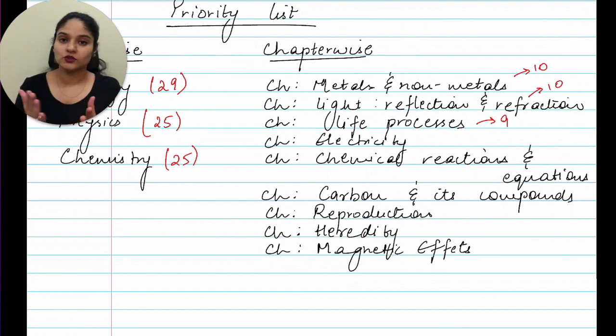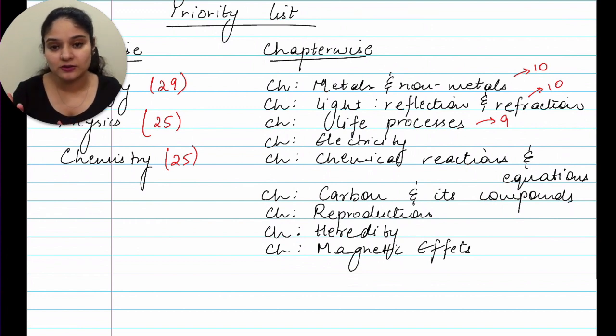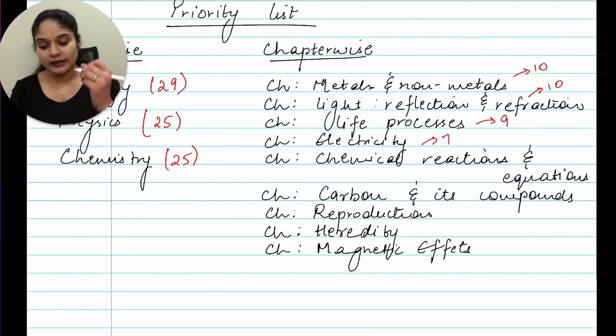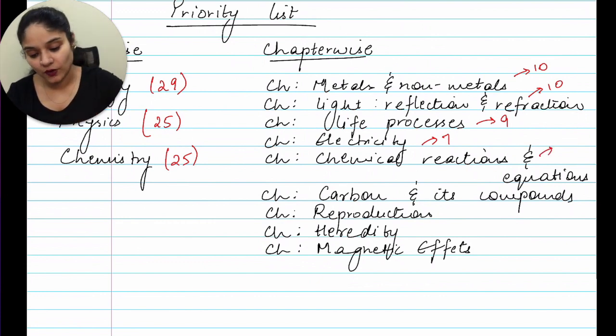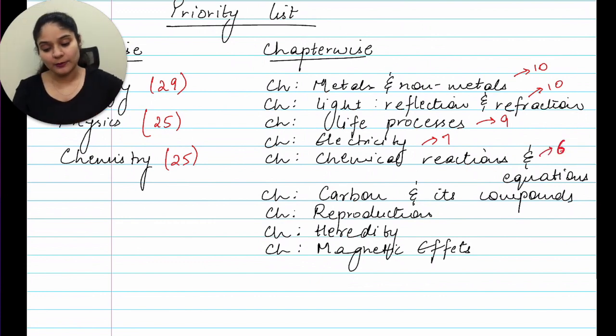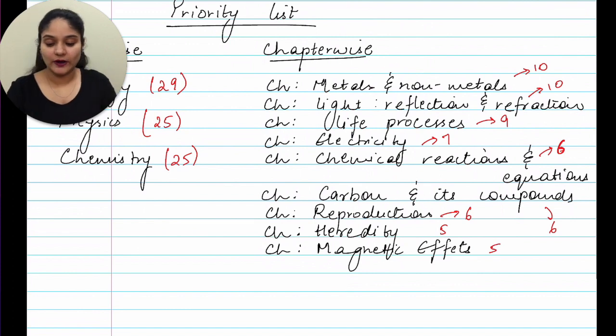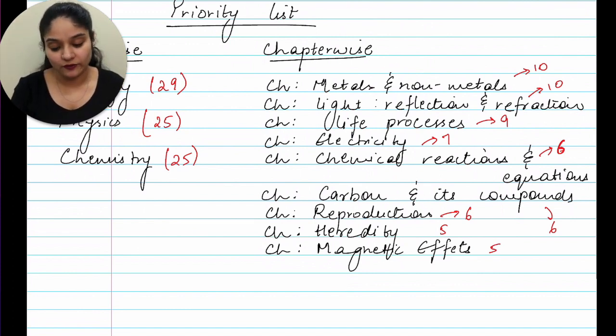After that, as you go along, out of all the chapters, if you have the time to do 6 chapters, you would still have a good hold on the majority of the question paper. So start with Metals and Non-metals, move on to Light, then Life Processes. Electricity is for 7 marks. Chemical Reactions and Equations is for 6 marks. Carbon and its Compounds is for 6. Reproduction is for 6 again. Heredity and Magnetic Effects of Electric Current are for 5 marks each.